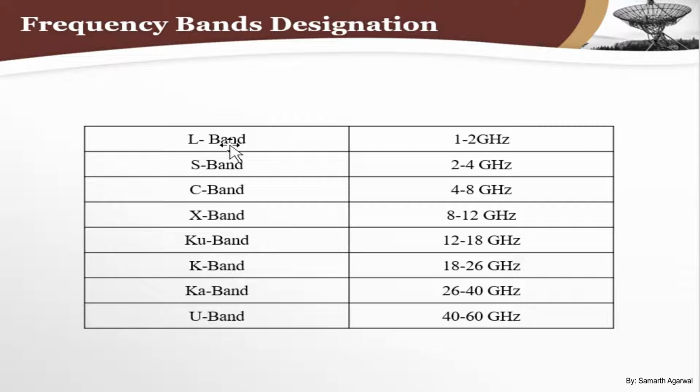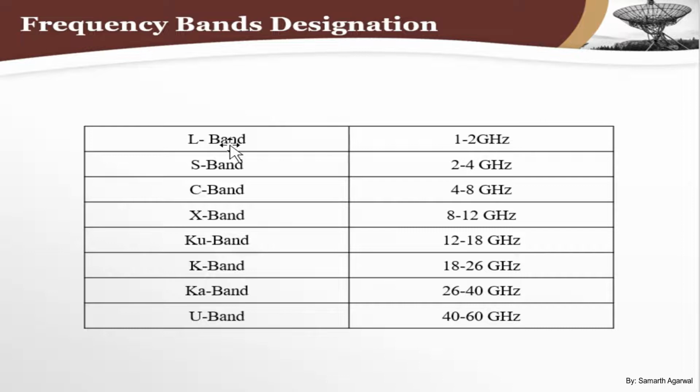X band is most used in the case of horn antennas, and C band consists of 4 to 8 gigahertz, and S band 2 to 4 gigahertz. Now further above 12 gigahertz, we have Ku band or K band, and then Ka band, which goes up to 26 to 40 gigahertz, and U band, which is 40 to 60 gigahertz. And these names are conventional names.